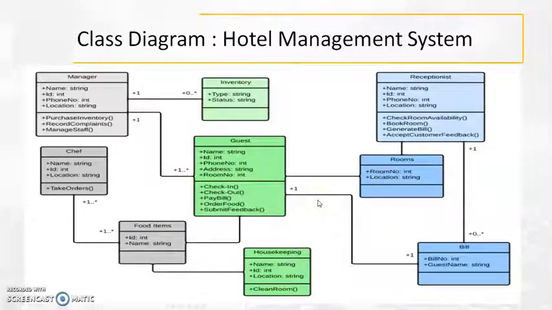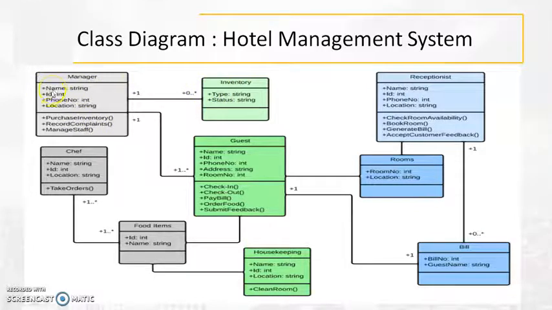One example of a class diagram is a hotel management system. In this hotel management system, the classes are manager, inventory, receptionist, chef, guest, rooms, food items, housekeeping and bill. The manager class has an association relationship with inventory, and this indicates a multiplicity: more than one manager, with zero to many inventories handled by the managers.